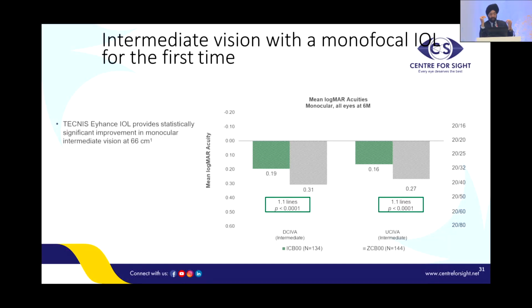Now when you compare the intermediate vision, if you look at both of these, you can see that there is a 1.1 line difference in these particular cases. So this provides a statistically significant improvement at 66 centimeters. That means that is your intermediate. If you are a tall person, that's pretty good for you. Maybe shorter people may have a little problem with that, but you are looking at somewhere around 20/40.